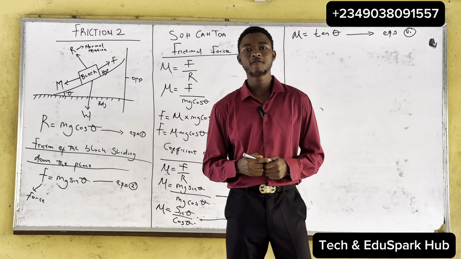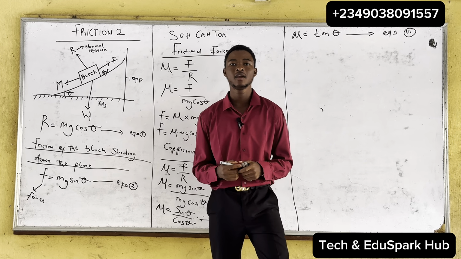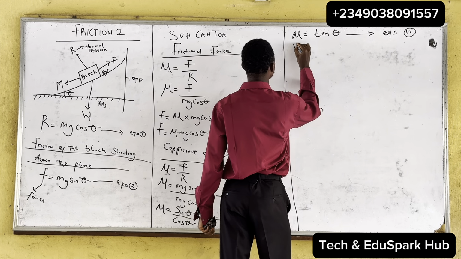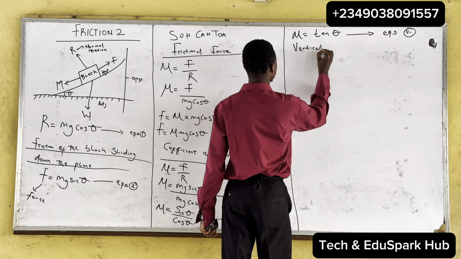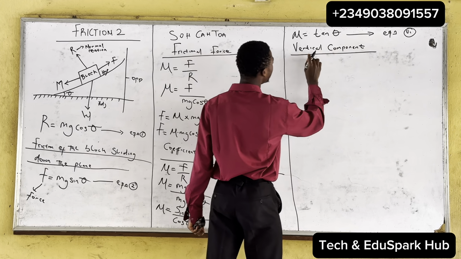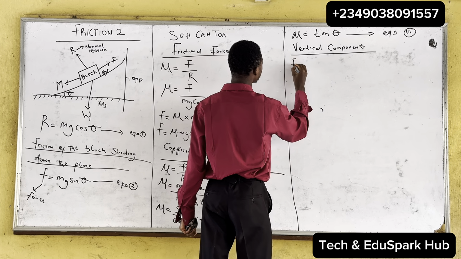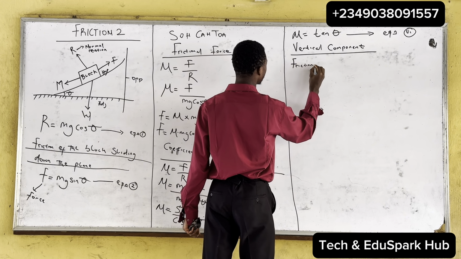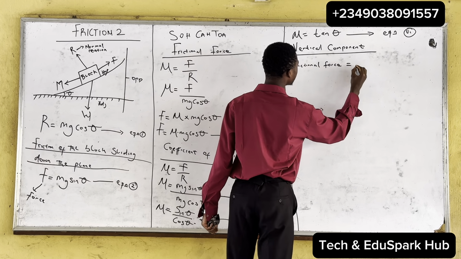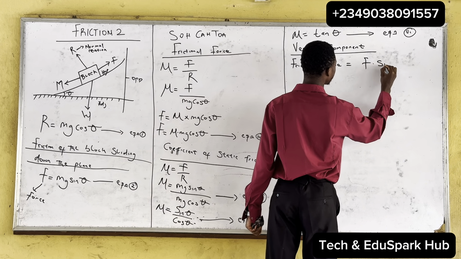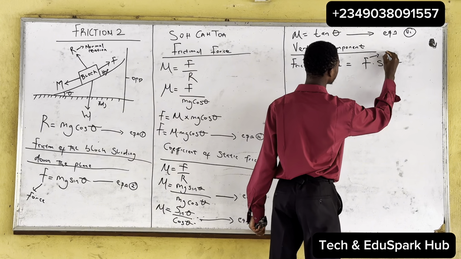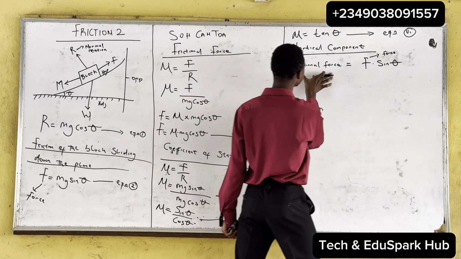And lastly, on the formula for frictional force of an inclined plane, we have the vertical component and the horizontal component. So for the vertical component, we have our frictional force to be equal to F sin theta, and this is given as our vertical component. This is standing as the force, and this is the frictional force.